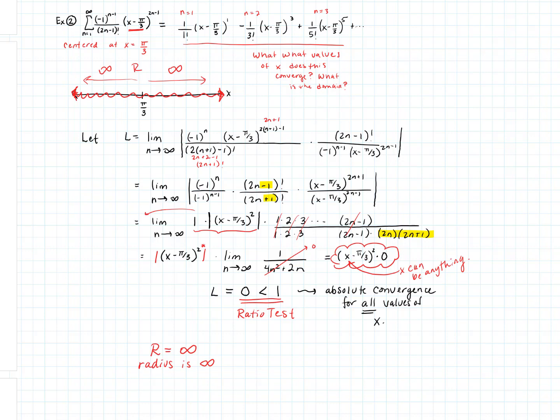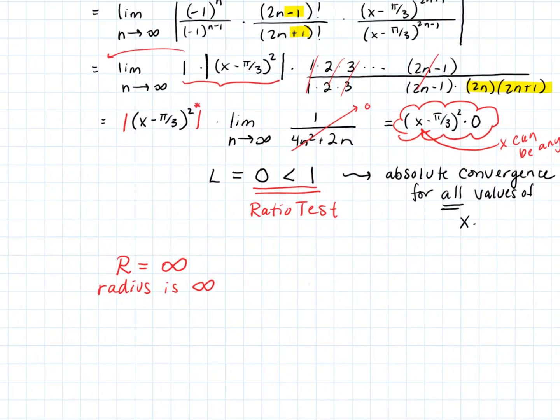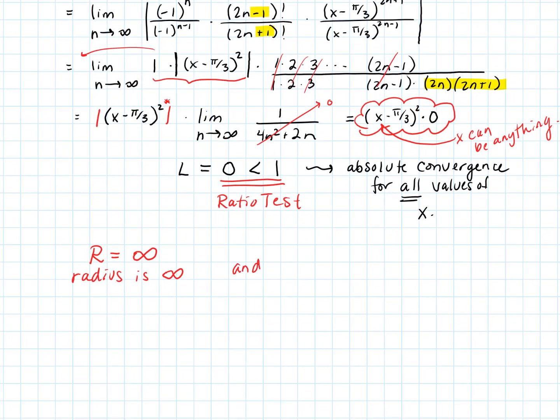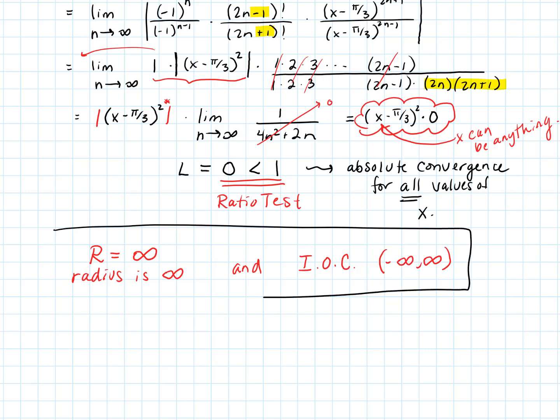Our radius is infinite. So if our radius is infinite, that means that our interval of convergence, IOC for interval of convergence, I'm going to abbreviate, is from negative infinity to infinity. And that is the end of that problem. If our radius is infinity or zero, then we are done. We do not have to go any further. So this radius is infinity, and our interval of convergence ends up being from negative infinity to infinity. Okay, so that's our first example.